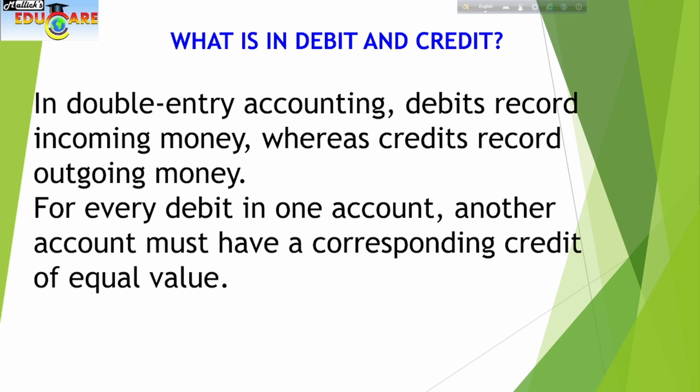What is debit and credit? In double entry accounting, debits record incoming money, whereas credits record outgoing money. For every debit in one account, another account must have a corresponding credit of equal value.